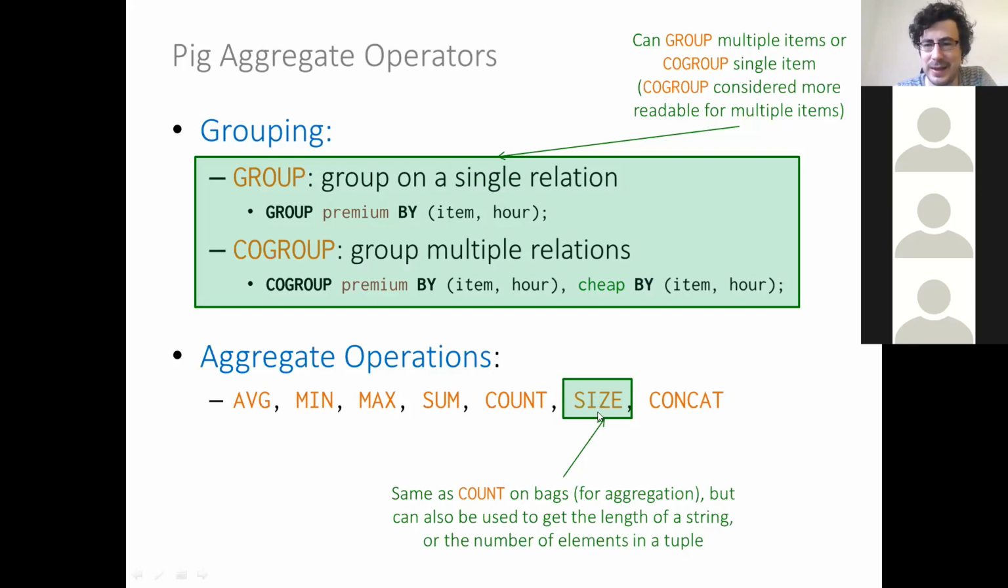For example, we can get the length of a string using size, or we can get the length of a tuple using size. So size accepts also not just bags, but other things, and will give you the length of the tuple, the string, and so forth. But we can use both in the context of grouping, of aggregation, because both will give you the number of elements in the bag.